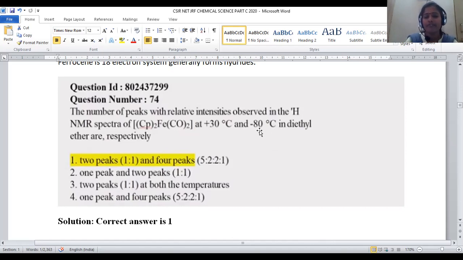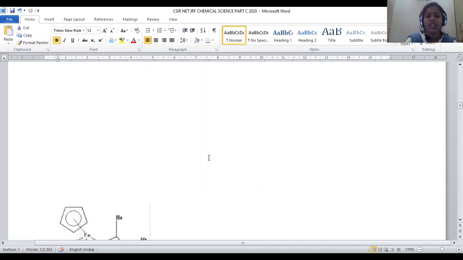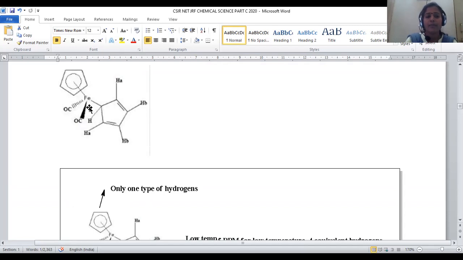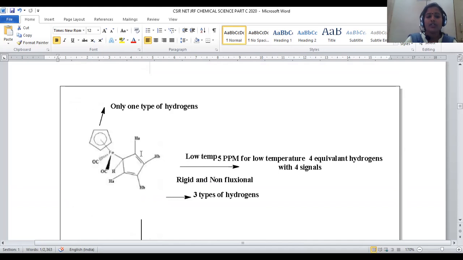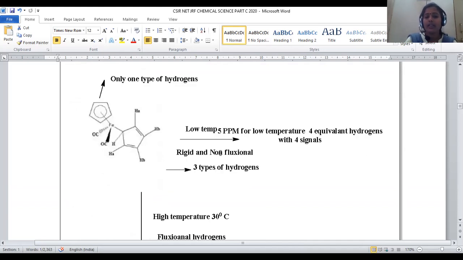Then let us predict the effect of temperature in the HNMR spectrum of Cp2 Fe(CO)2. For that purpose, we are taking this compound where iron is associated with two cyclopentadienyl anions and two carbonyl groups are present around the central iron. So in this complex, first let us apply the minus 80 degrees low temperature condition. Whenever low temperature is applied, one of the rings remains as such, all the protons are in fluxional nature and these are said to be one set.